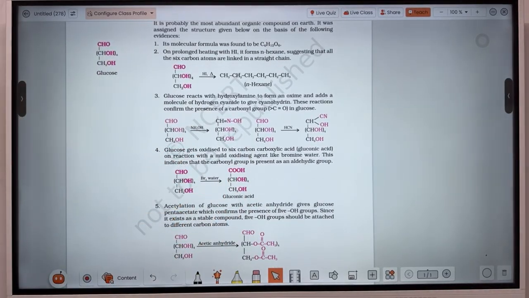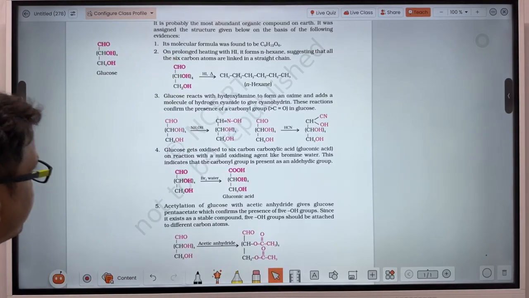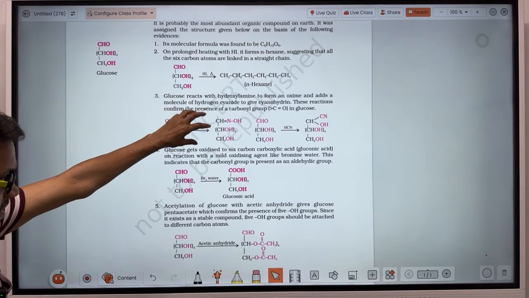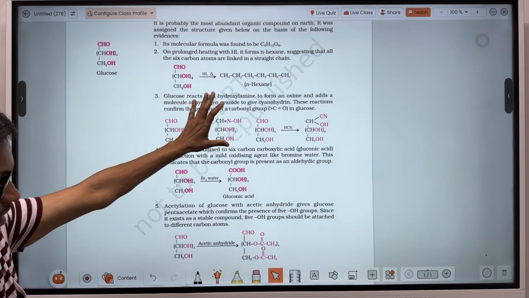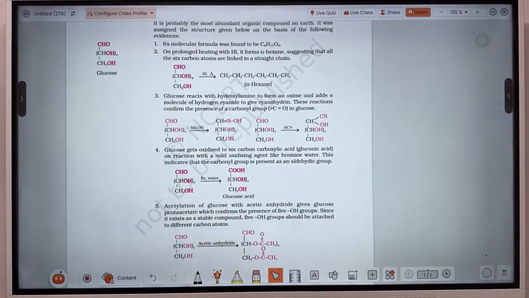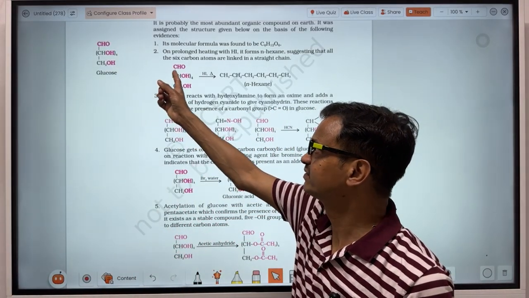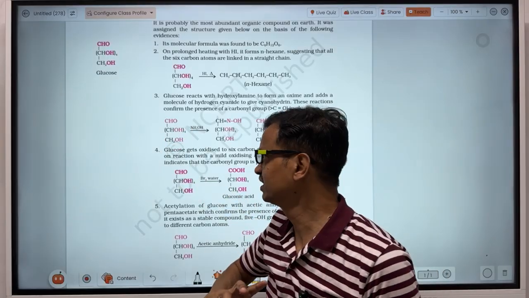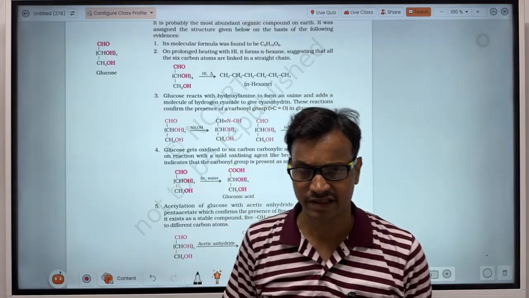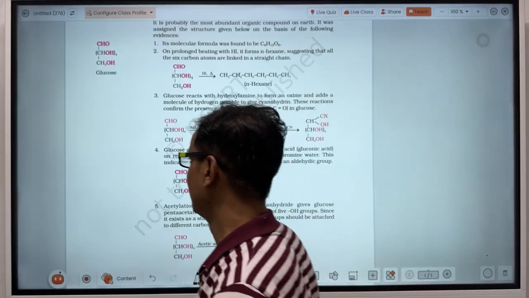It also indicates that glucose contains an acyclic carbon atom. The first one indicates that glucose is composed of 6 carbons. The second reaction, with hydroxylamine and hydrogen cyanide, indicates that glucose contains an acyclic carbon atom. Okay guys, the first one indicates that when glucose reacts with hydroxylamine, that indicates that glucose contains an acyclic carbon atom.